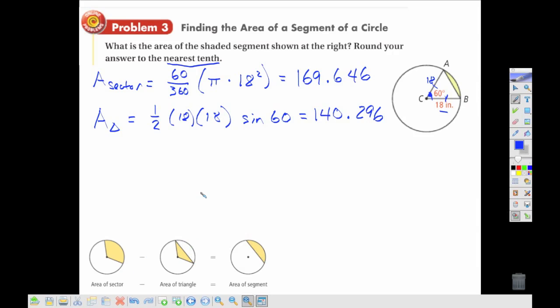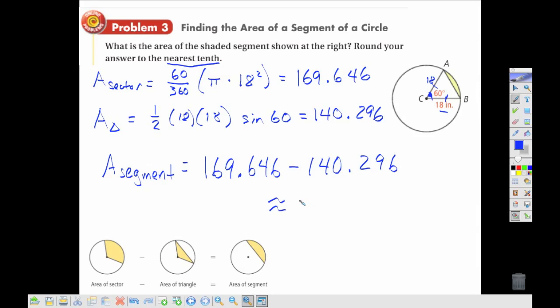So we have the area of this whole part, the sector. We now have the area of the triangle, so we want to subtract those to find the area of the segment. And rounding to the nearest tenth, we get about 29.4 square inches. Be sure to include units if they're given to you.